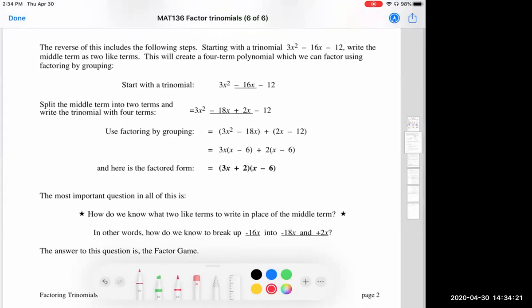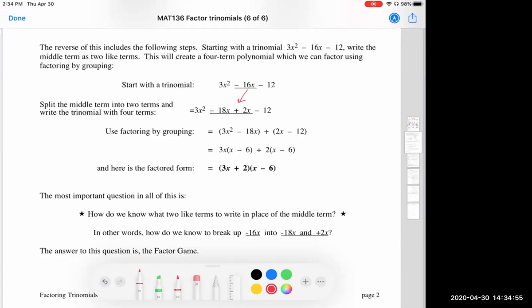The reverse of this includes the following steps. Starting with a trinomial 3x squared minus 16x minus 12, write the middle term as two like terms. This will create a 4-term polynomial, which we can factor using grouping. So start with a trinomial. We have 3x squared minus 16x minus 12. Split the middle term and write the trinomial with 4 terms. So split the 16x into negative 18x plus 2x.